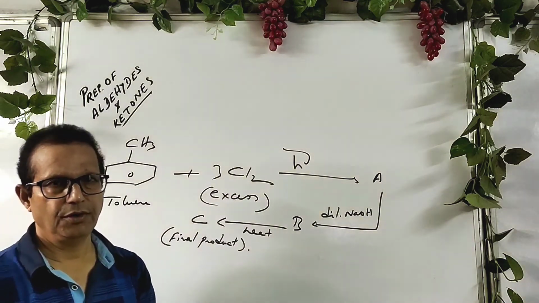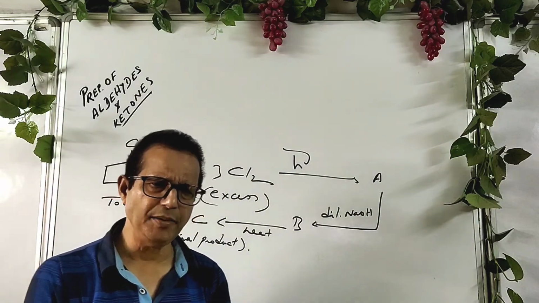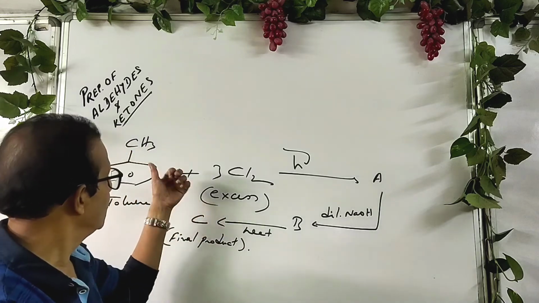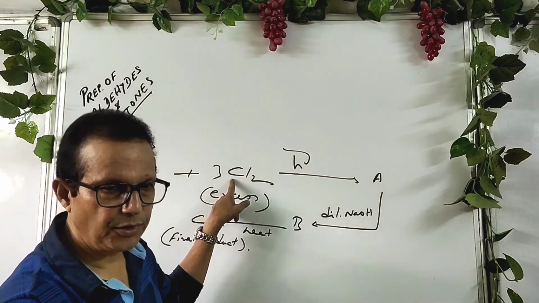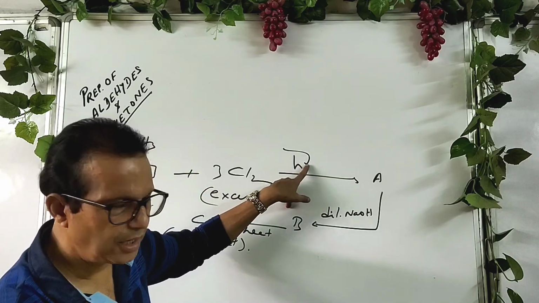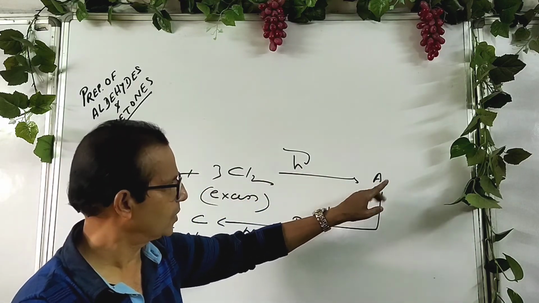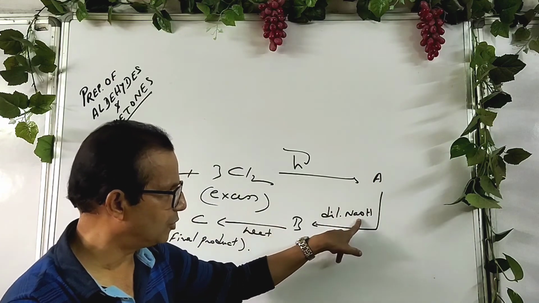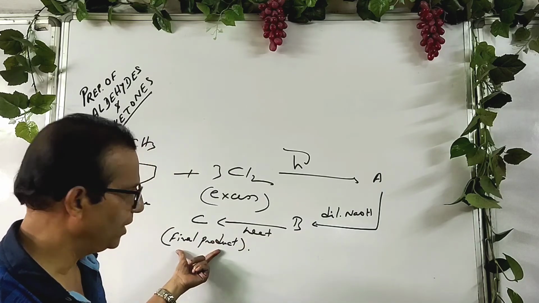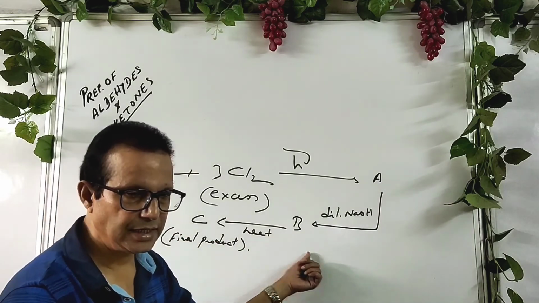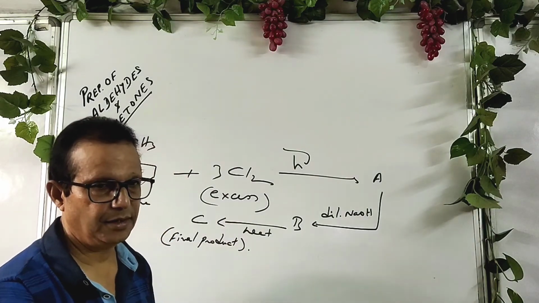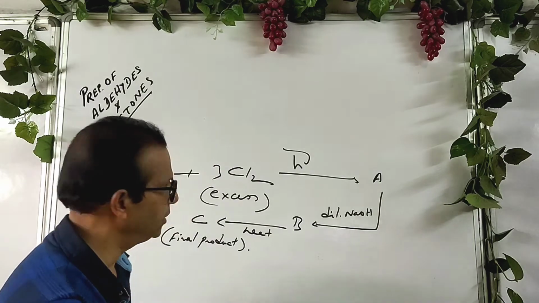This is the question. I have seen this question a number of times in medical or engineering entrance exams. Toluene reacts with excess of chlorine, it's mentioned 3 molecules of chlorine, in presence of sunlight, we get one product. That product, when treated with dilute sodium hydroxide, gives another product, which on heating gives the final product. Options are given. So let's understand the reaction.